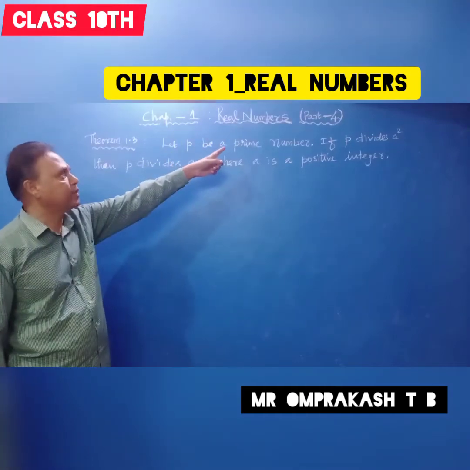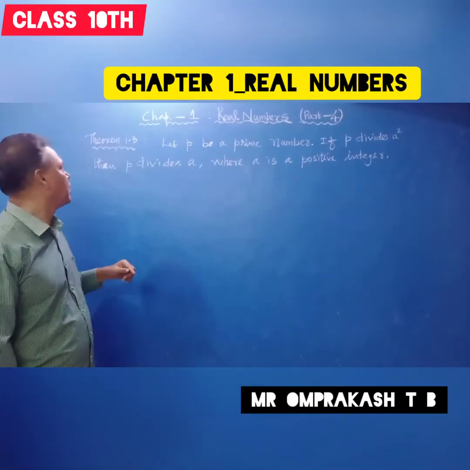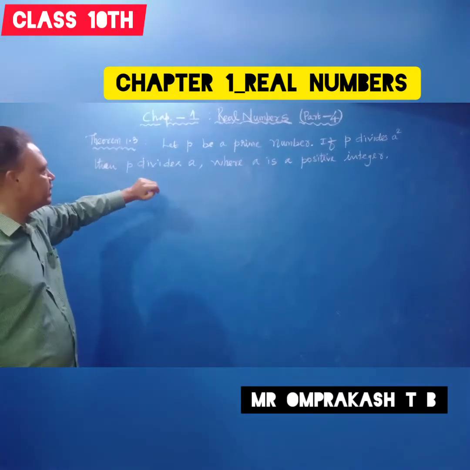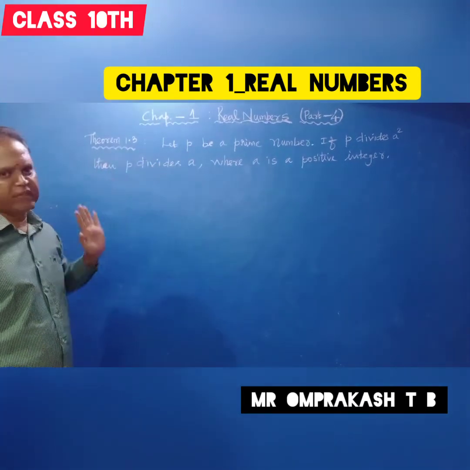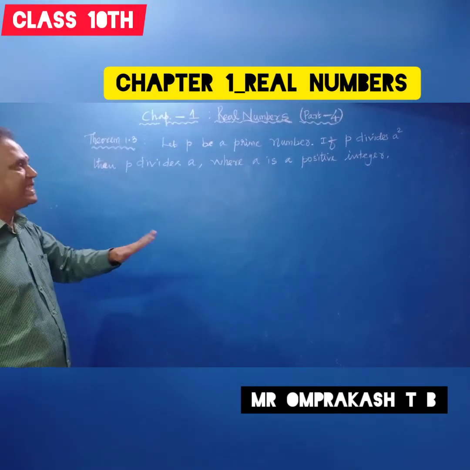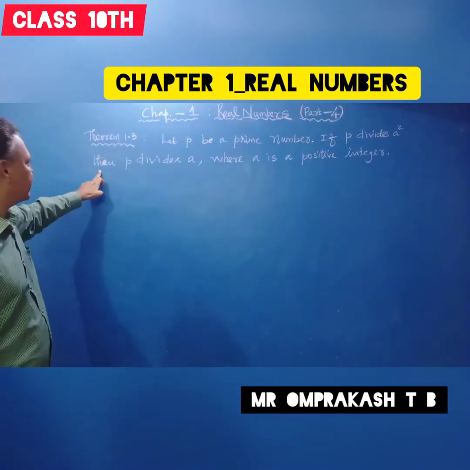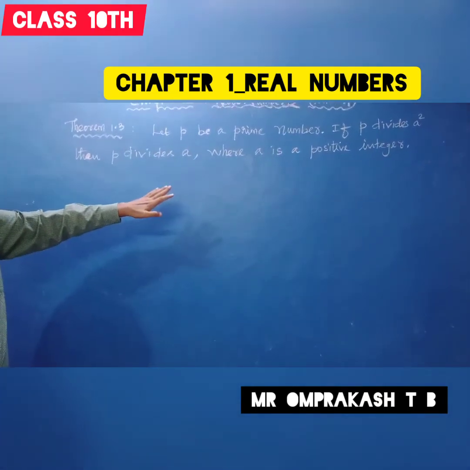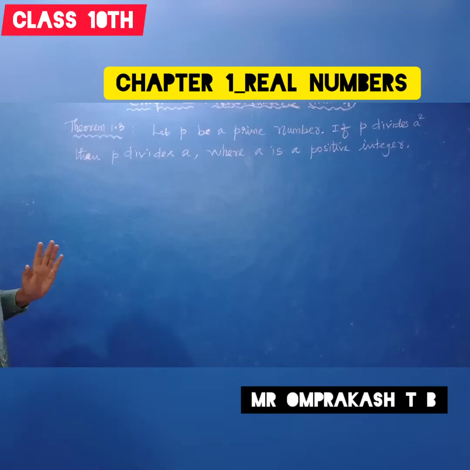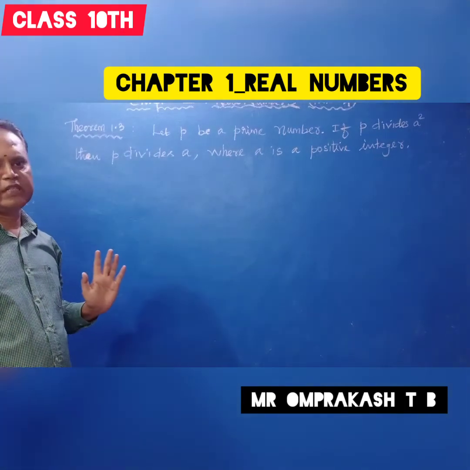Chapter 1, Real Numbers, Part 4. Theorem 1.3. Today we will see Theorem 1.3. Let P be a prime number. If P divides A squared, then P divides A also, where A is a positive integer.